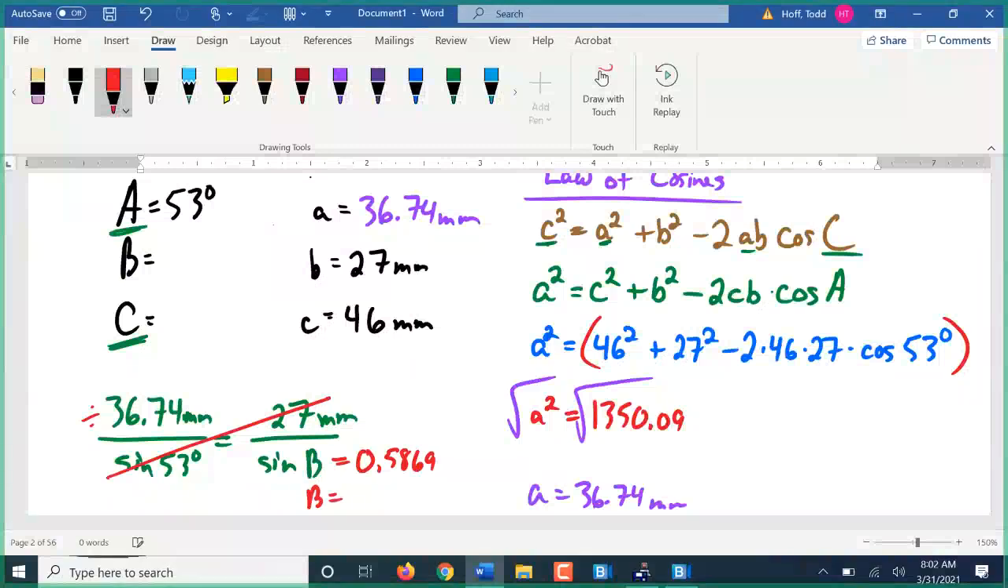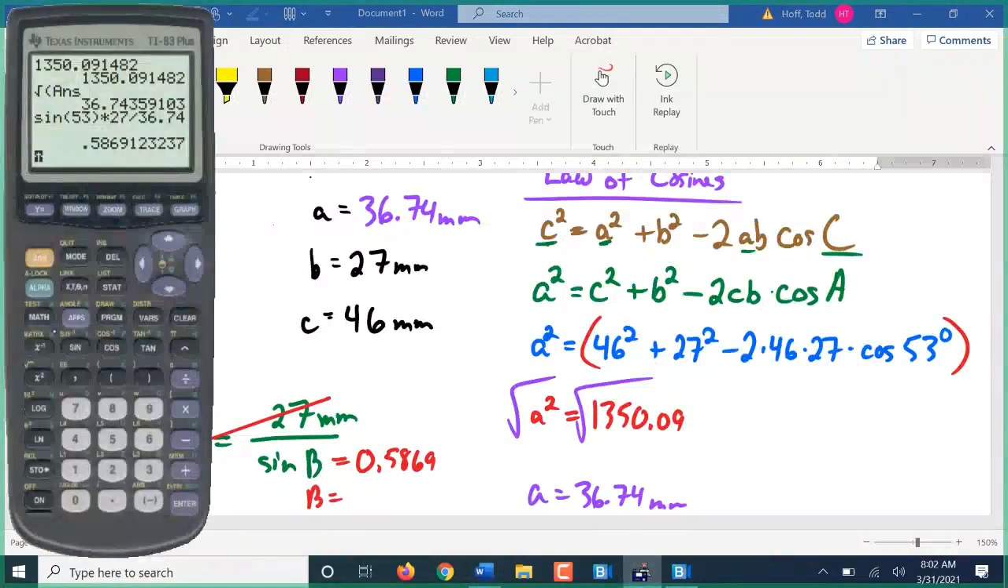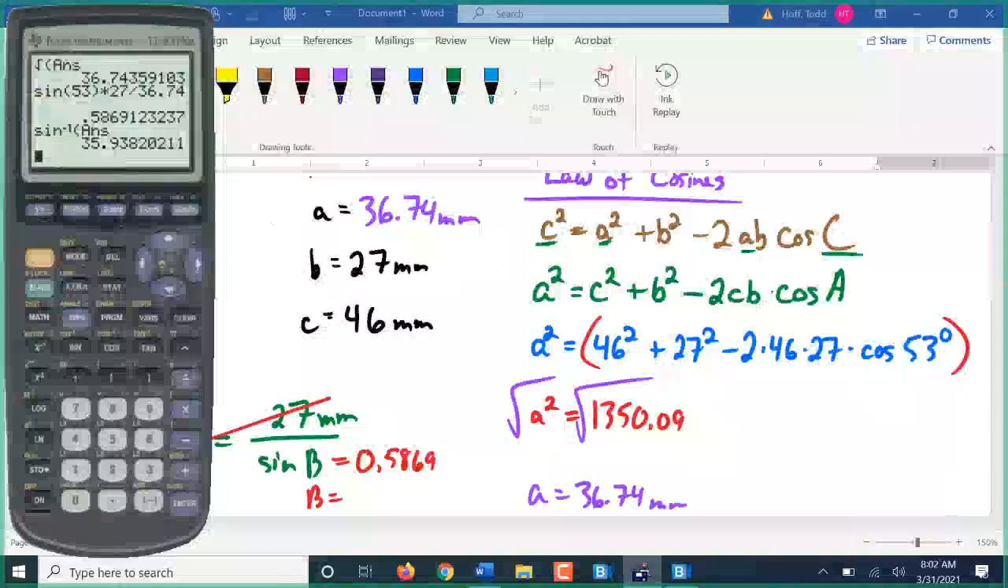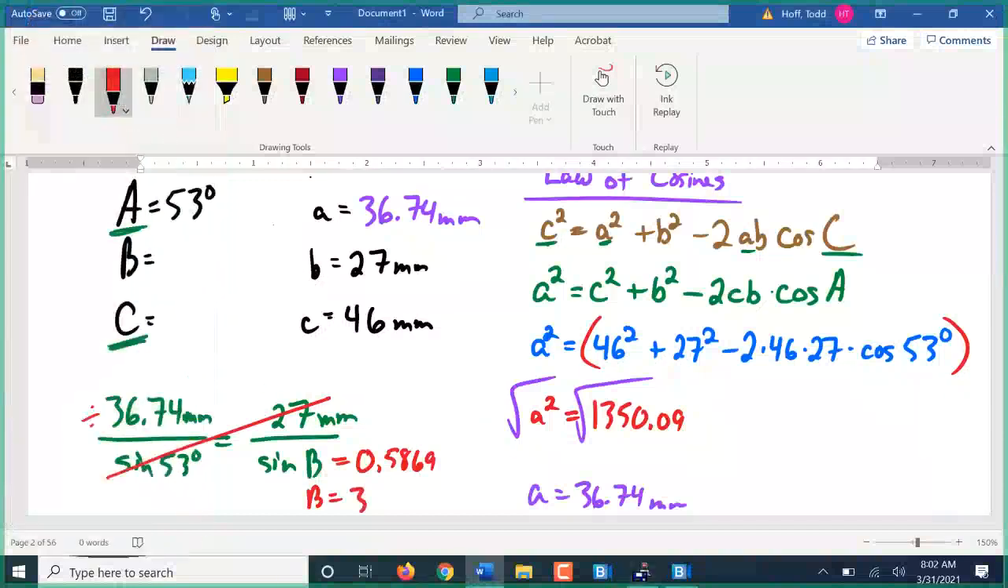We'll do an inverse sine to get B. 35.94. Now, angle C is found simply by adding these up. 91.06.